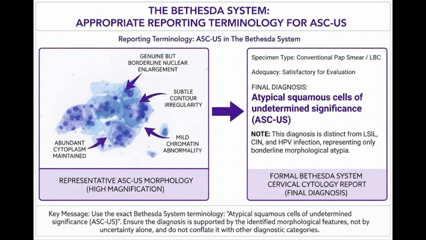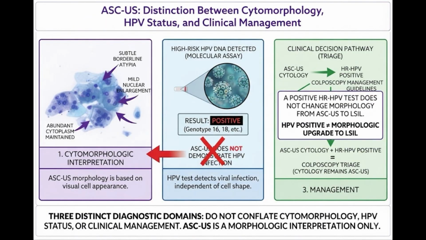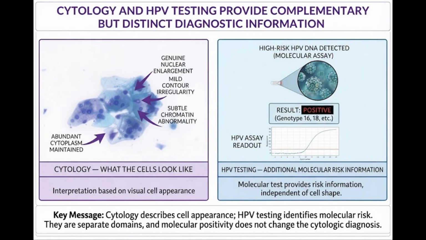Reporting, HPV, and clinical significance. Under the Bethesda System, the appropriate reporting terminology is atypical squamous cells of undetermined significance, ASCUS. This is a cytomorphologic interpretation and should remain separate from HPV status and subsequent clinical management. ASCUS does not mean that HPV infection has been demonstrated. Conversely, a positive high-risk HPV test does not change the cytologic morphology from ASCUS to LSIL. Cytology describes what the cells look like. HPV testing provides additional molecular risk information.